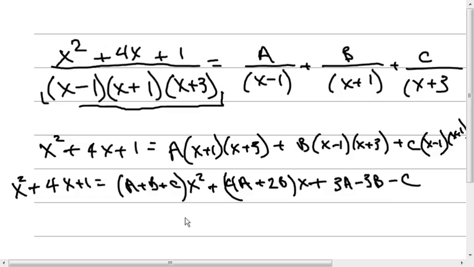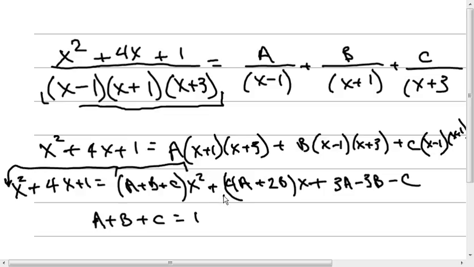And now this is going to be exactly the same as the previous problem. We know that A plus B plus C, which is associated with the x squared term, has got to be equal to, in this case, 1. So that gives us our first equation, A plus B plus C equals 1.